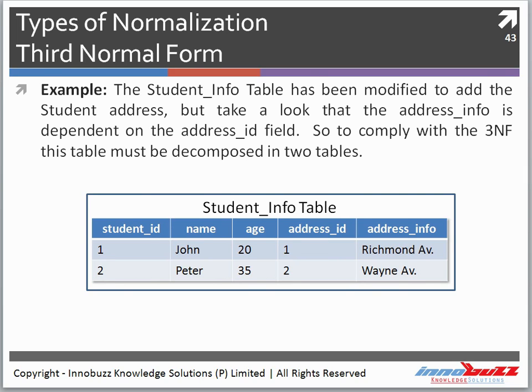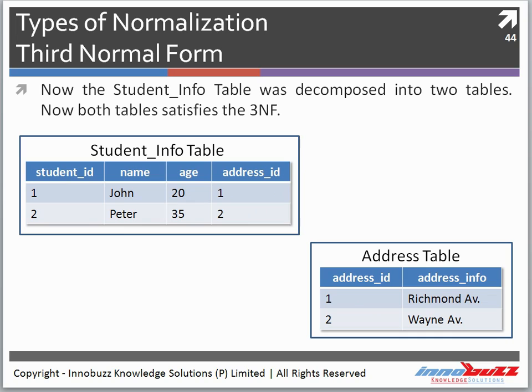Let's see the following example. The student info table has been modified to add the student address. The address info is dependent on the address ID field. So to comply with the 3NF, this table must be decomposed in two tables. We have now the address table and the student info table with the address ID column to identify its address.